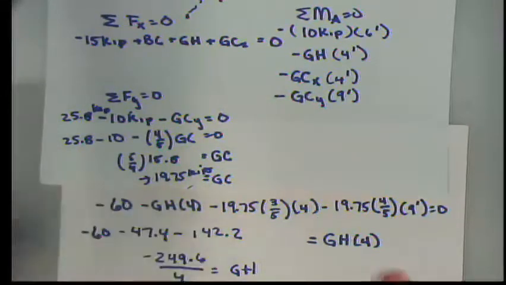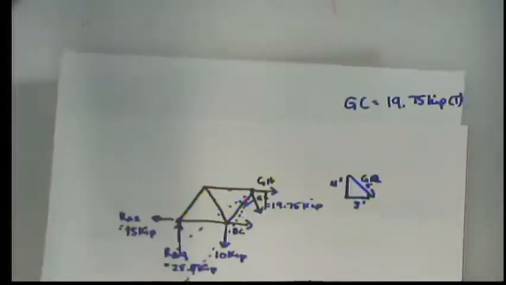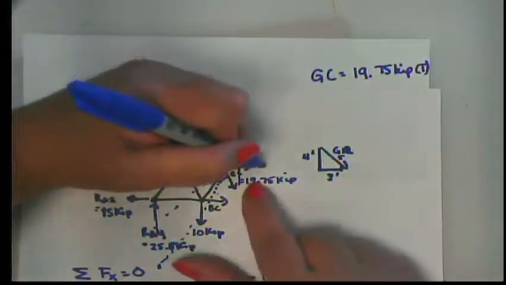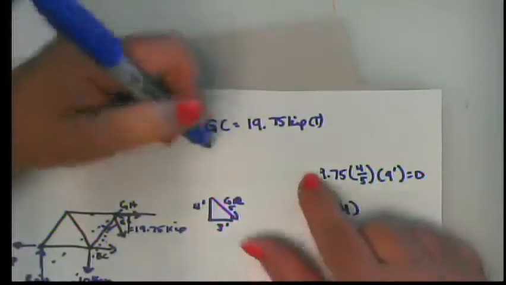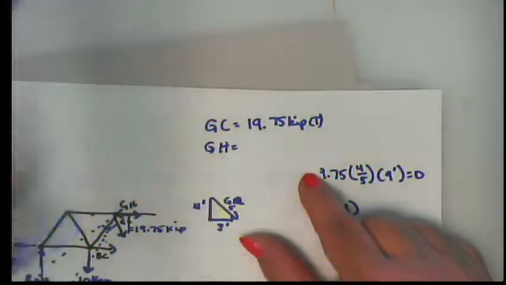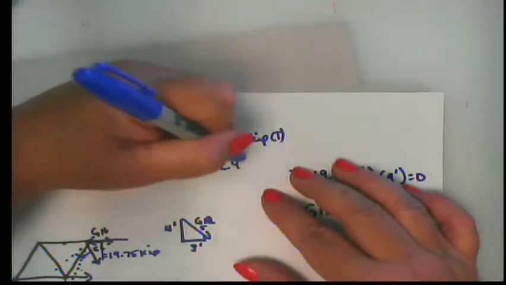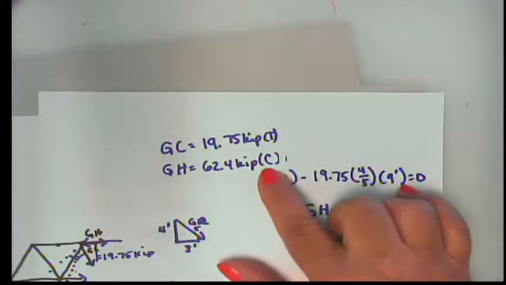That's not negative, right? It's negative. What does that mean? Do you know what that means? It means I chose it backward, right? So that means that G sub H looks like this. G sub H then has a value of 62.4 kips, but it is pushing on the joint, not pulling on the joint, so it's in compression.